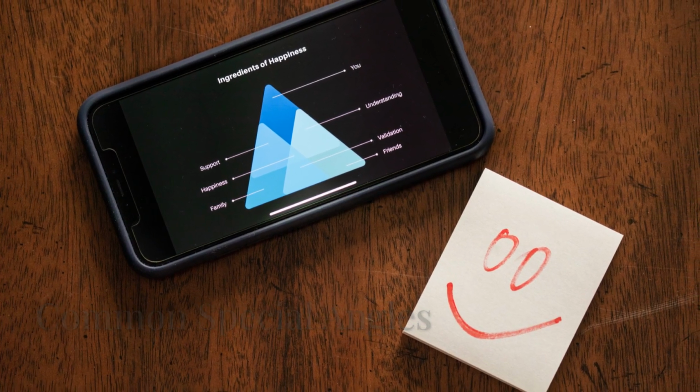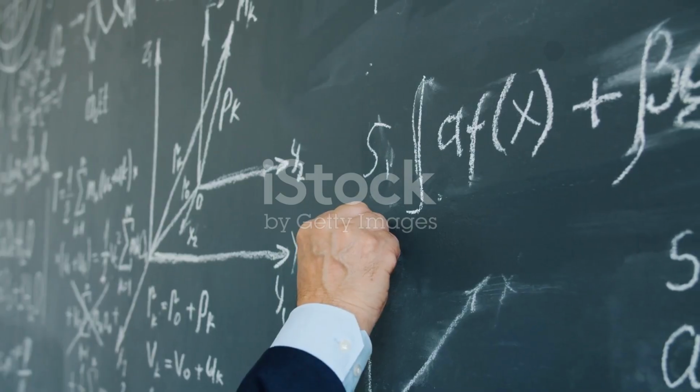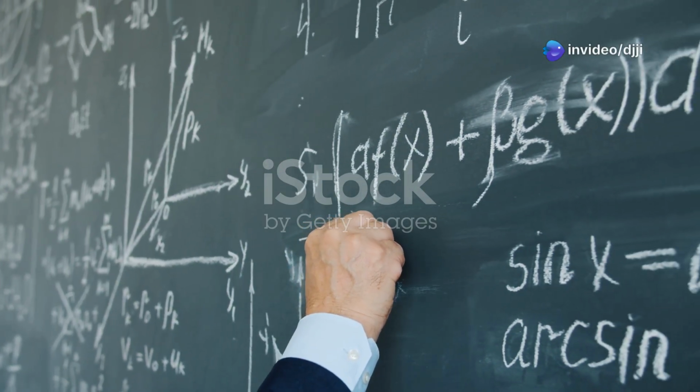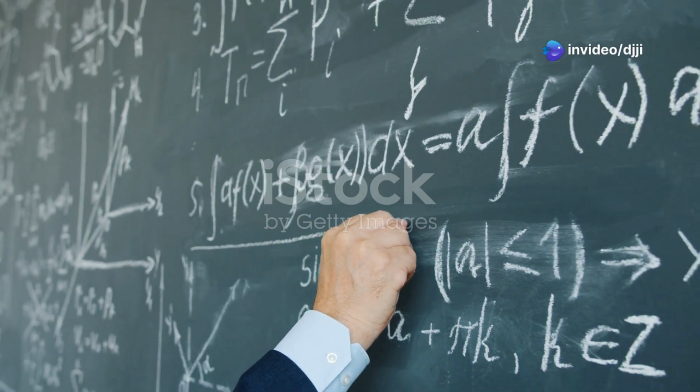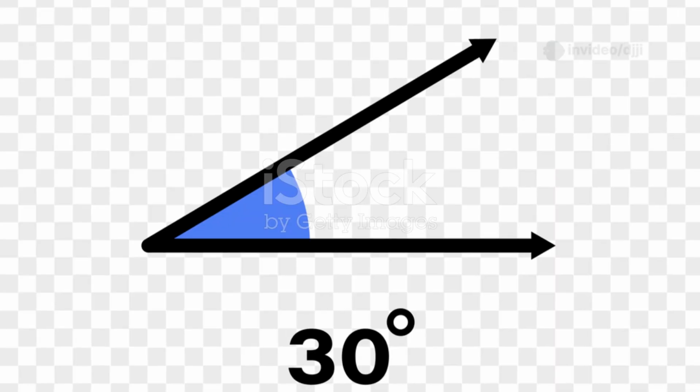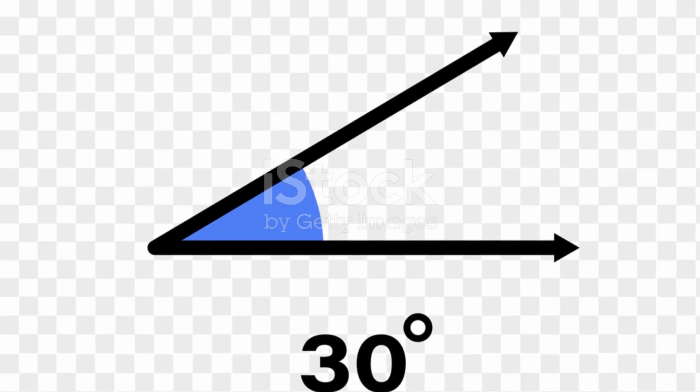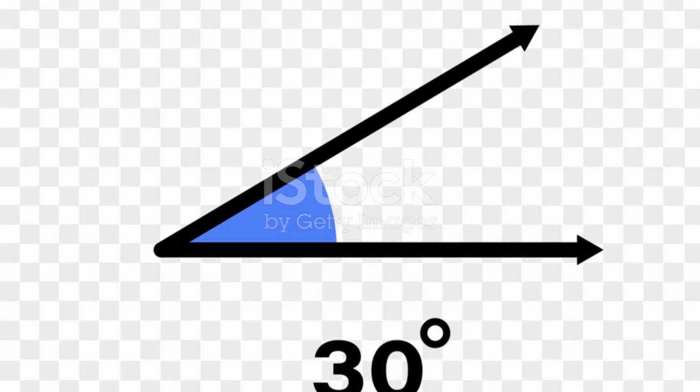Common special angles: 0 degrees and 180 degrees, or 0 and pi radians. These angles have a special meaning on the unit circle, as their terminal side lies on the x-axis. 30 degrees, or pi over 6 radians. This angle is part of the 30, 60, 90 triangle. 45 degrees, or pi over 4 radians. This angle is part of the 45, 45, 90 triangle.